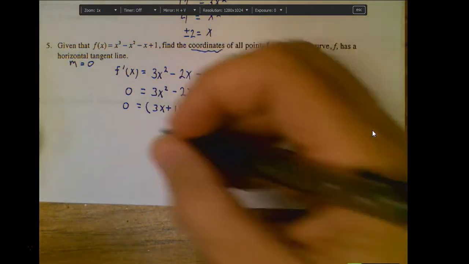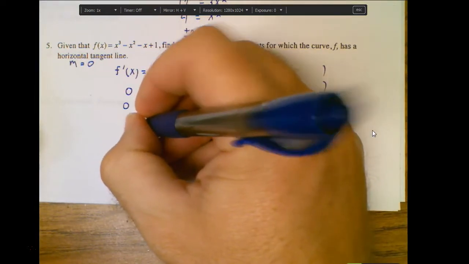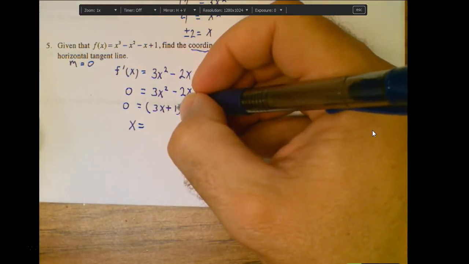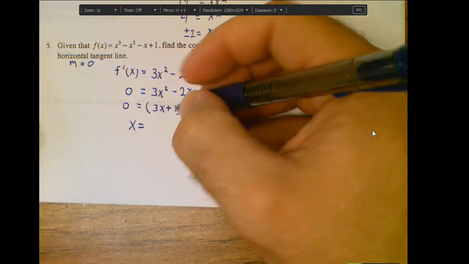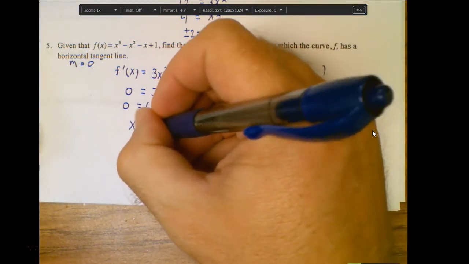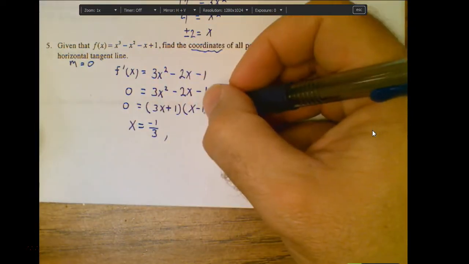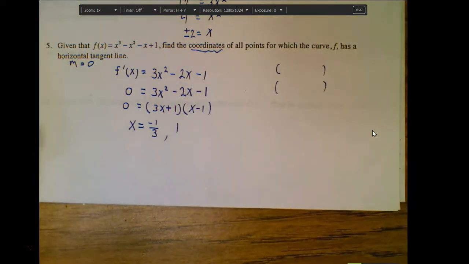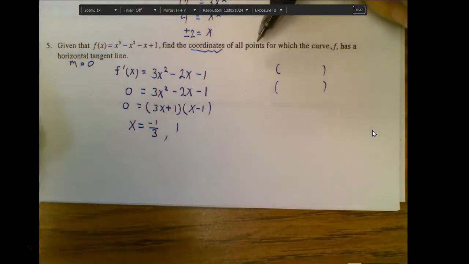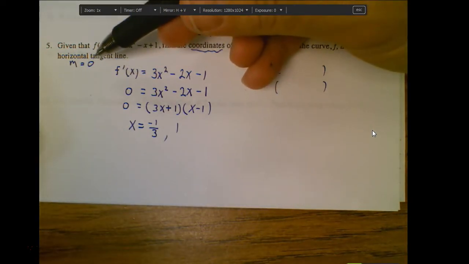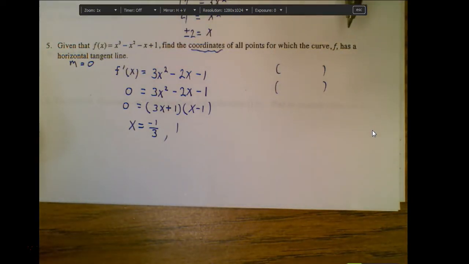So based on those factors, I can see that x would equal, if I set this equal to 0 and solve for x, I get negative 1/3. Based on this one, I get a positive 1. So there are 2 points on this curve where the gradient is 0 because I have horizontal tangent lines.